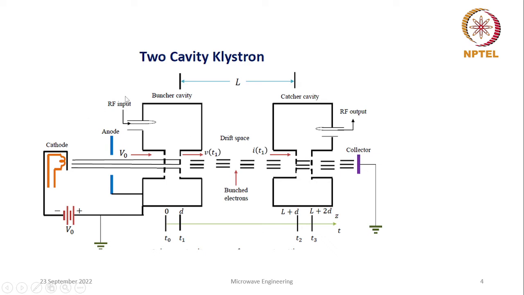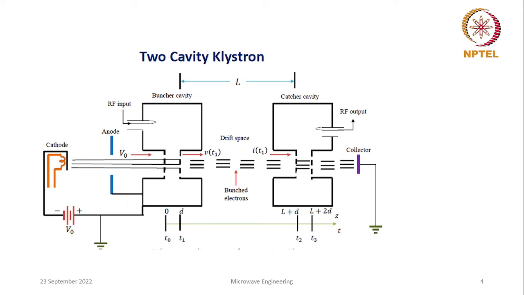The RF input signal will be applied to this buncher cavity, and the amplified RF output is taken from this catcher cavity, and the distance between the two cavities is taken as L. Please note all this because we are going to solve some numericals based on the two cavity klystron. I am just trying to brush up the concepts.